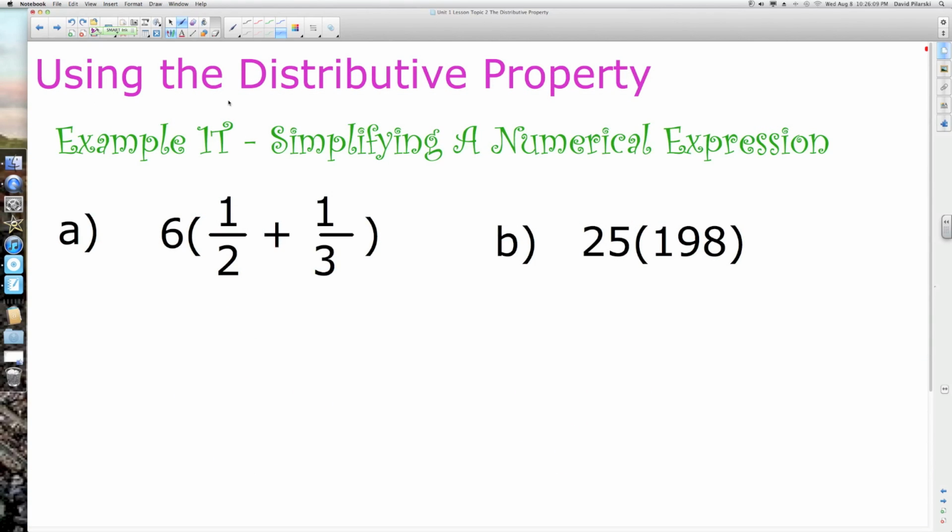Here we're using the distributive property. Example 1. Simplifying a numerical expression. The first numerical expression we have is 6 times the quantity 1/2 plus 1/3, close the quantity. So we can do this one of two ways. We could try to add these fractions together, or we could use the distributive property. I'm going to show you how to use the distributive property here to do this. First, we'll distribute the 6 to the 1/2, and we'd write that down as 6 times 1/2. And we'll add that to 6 times 1/3.